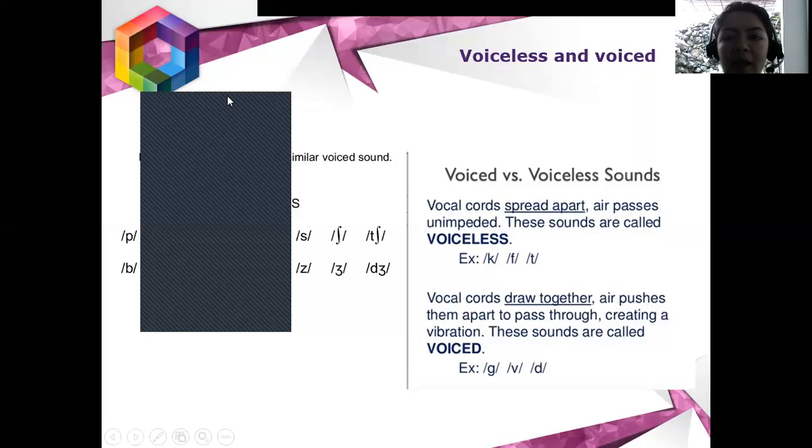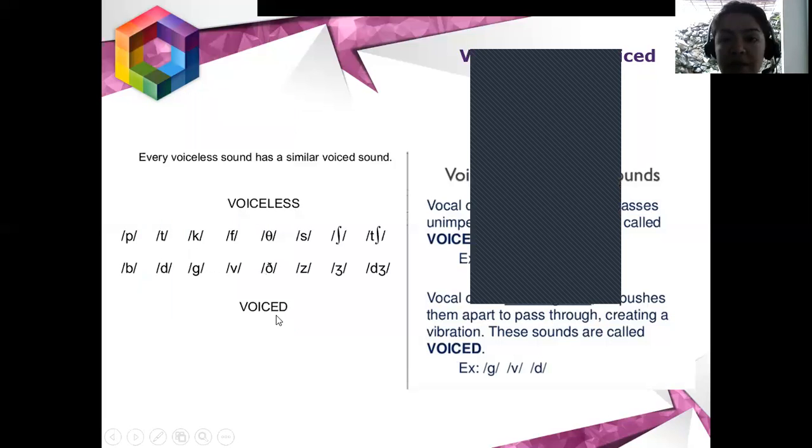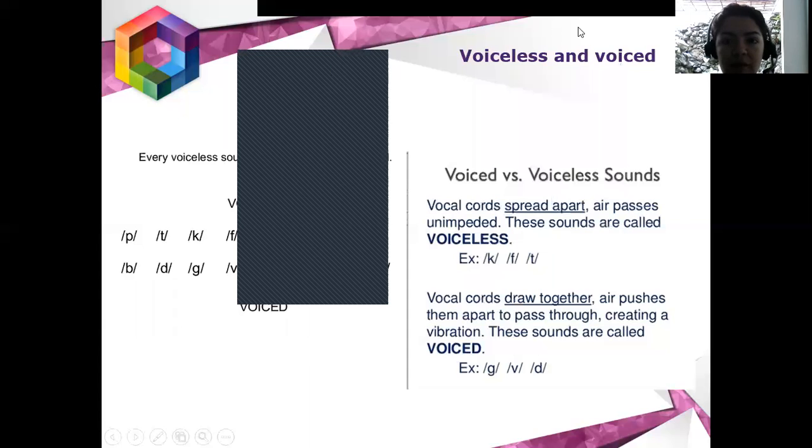Examples of voiced sounds: we have b. There is vibration. D, g, v, z, j. Okay, so there is a difference. Did you understand? Is it clear?